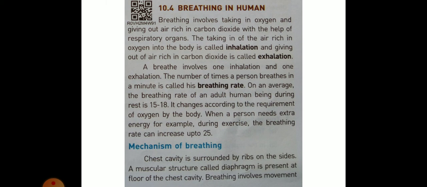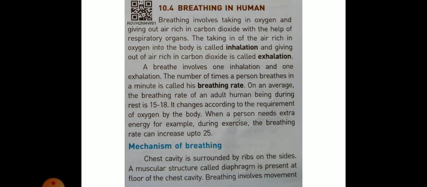A breath involves one inhalation and one exhalation. The number of times a person breathes in a minute is called the breathing rate. On average, the breathing rate of an adult human being at rest is 15 to 18 times per minute. It changes according to the requirement of oxygen by the body. When a person needs extra energy, for example during exercise, the breathing rate can increase up to 25. Normal breathing rate per minute is 15 to 18.